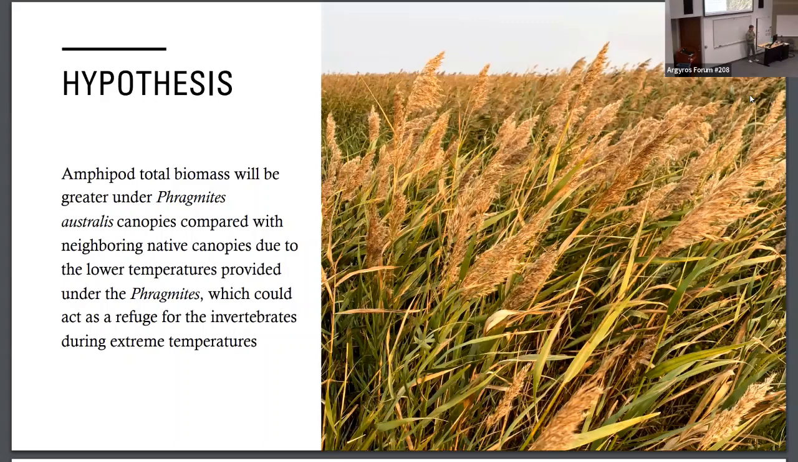This brought us all around to my hypothesis, and I wanted to look at amphipods specifically because that's the main food source for the Chinook salmon. My hypothesis was that the total biomass of amphipods underneath the Phragmites canopies was going to be greater than that underneath the native canopies because, from the temperature graph before, the Phragmites canopies could act almost like a climate refuge, a safe haven for these invertebrates, and help them deal with more extreme temperatures and reduce heat stress.